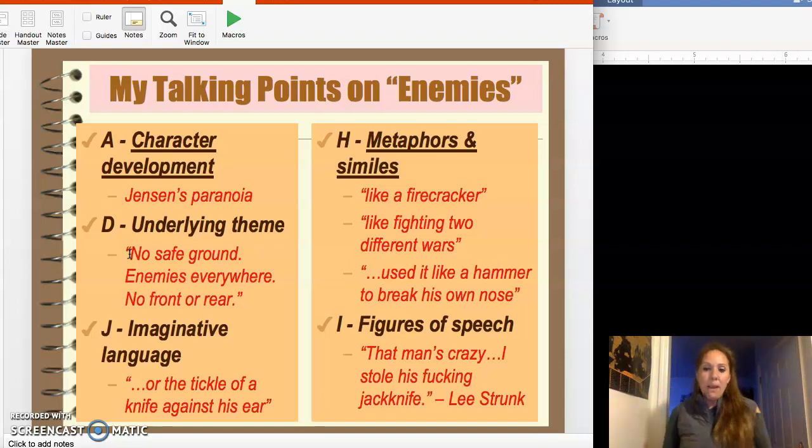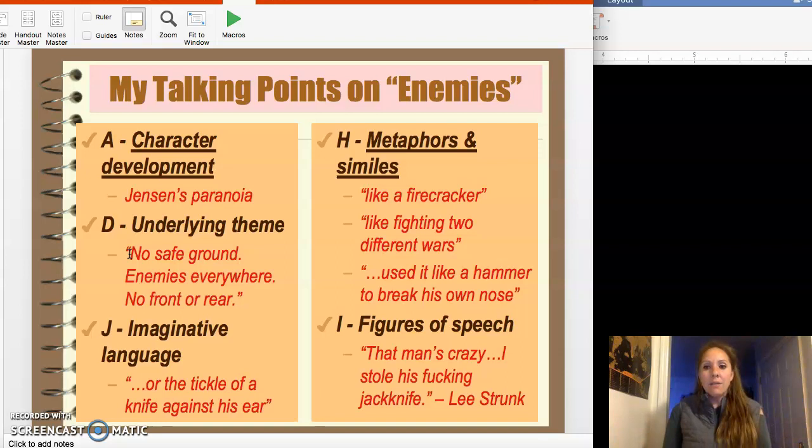Then he talks about the paranoia, and the narrator says that for Jensen, it was like fighting two different wars. So he's fighting this war in his mind that his partner in his own platoon is going to kill him and sneak up on him, but he's also fighting Vietnam. He's fighting the North Vietnamese, or sometimes just this nameless enemy in the jungle. But what a great comparison that's being made here. The paranoia that he has is like fighting another war.